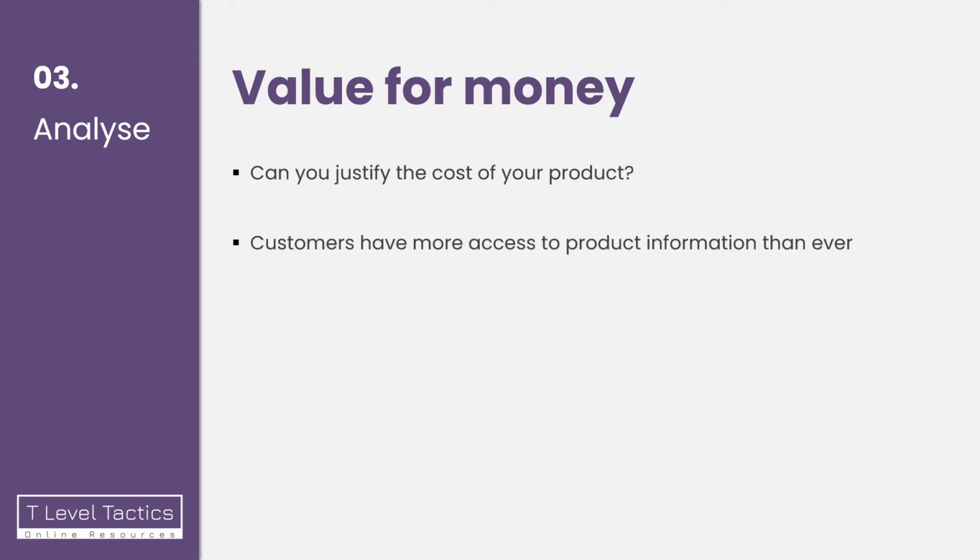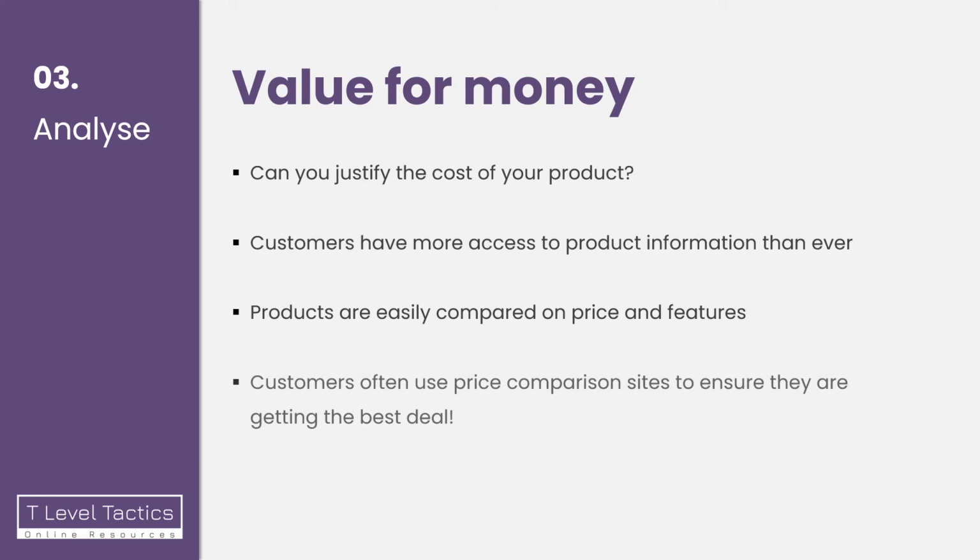Customers have more access to product information than ever, and they're easily compared online for price and features. Customers will use price comparison sites to ensure they're getting the best deal possible, regardless of whether it's IT, hardware or software, or something else. They could use Uswitch, Kelkoo, or if they're using Amazon to do their shopping, Camel. And you may want to have a look at those 3 sites because it will show you exactly the kind of information that customers can get.